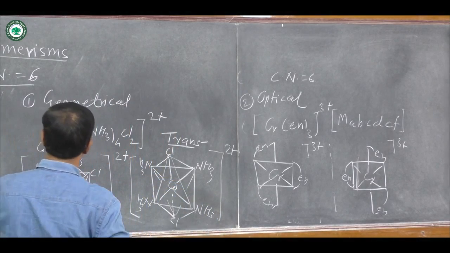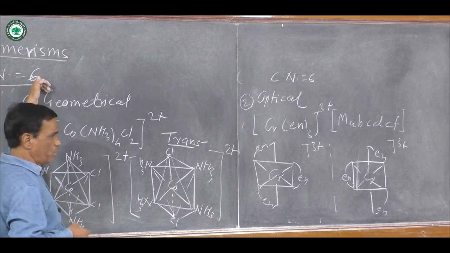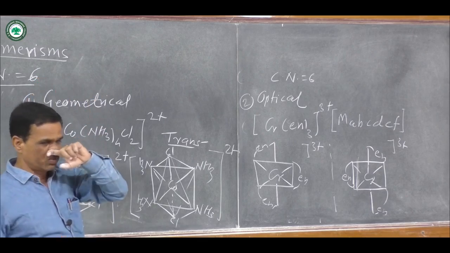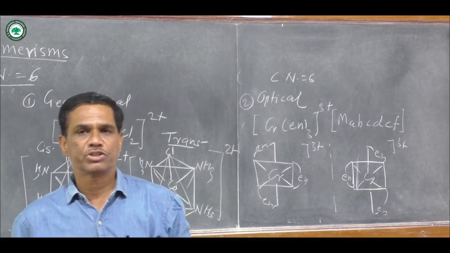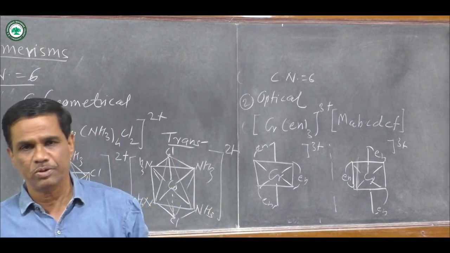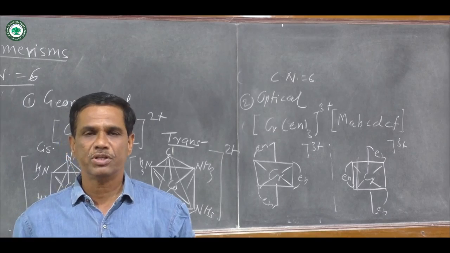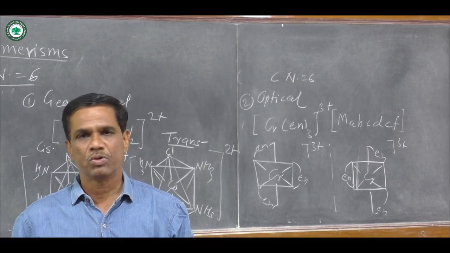Then stereoisomerism in coordination number 4 and coordination number equal to 6, and these are the respective examples of stereoisomerism, and I hope that is enough for the stereoisomerism in coordination compounds.